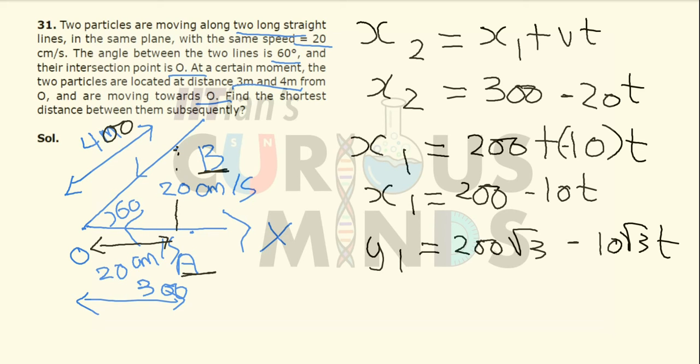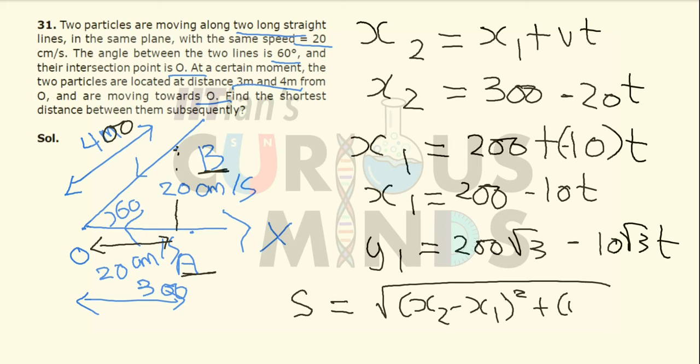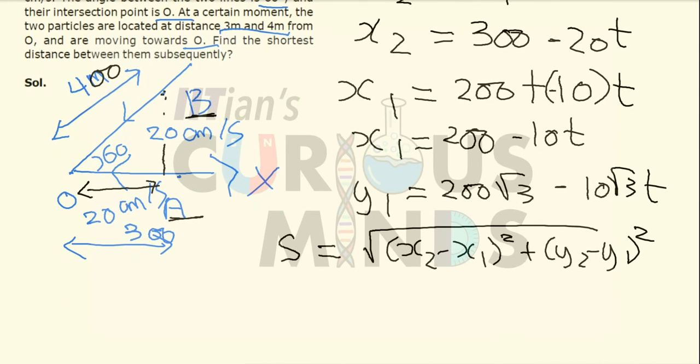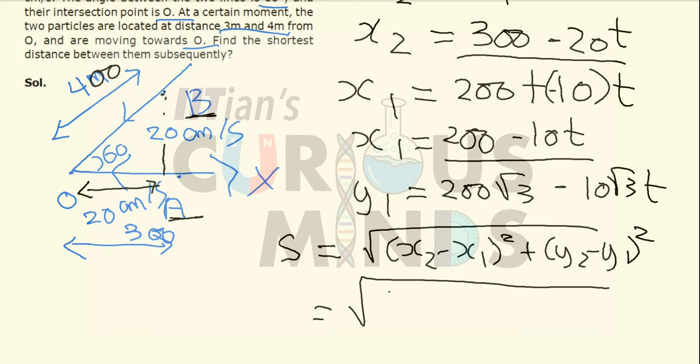Now basically the distance between them will be equal to the root of (x2 minus x1) the whole square plus (y2 minus y1) the whole square. If I subtract both of them, x2 minus x1 is 300 minus 20t minus (200 minus 10t), which will be equal to 100 minus 10t, the whole square, plus (y2 minus y1).